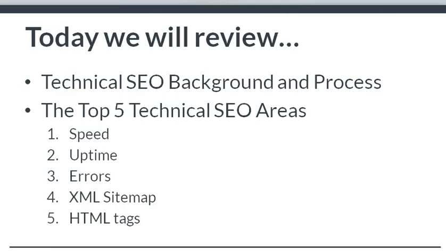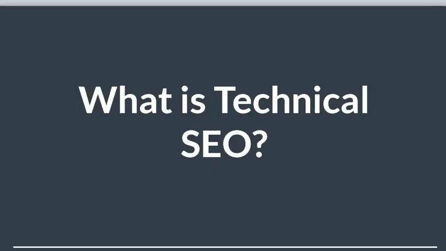We're going to talk about technical SEO, and while this subject can get really technical really fast, our mission is to keep the content we're sharing suitable for a non-technical audience. We're going to start by talking about what technical SEO is and the process, as well as the top 5 technical SEO areas that you need to worry about and monitor on a regular basis, including speed, uptime, errors, your XML sitemap, and HTML tags.